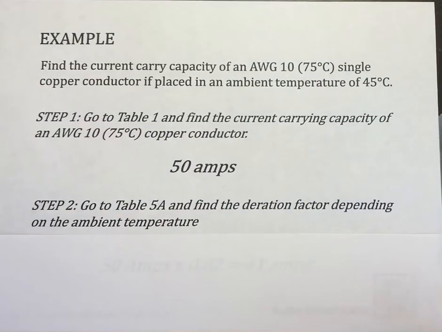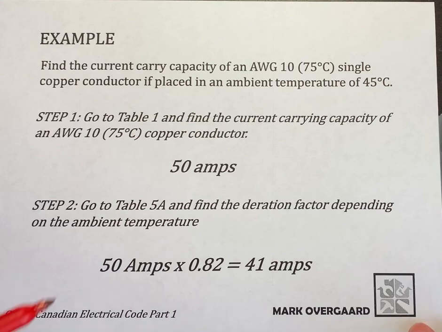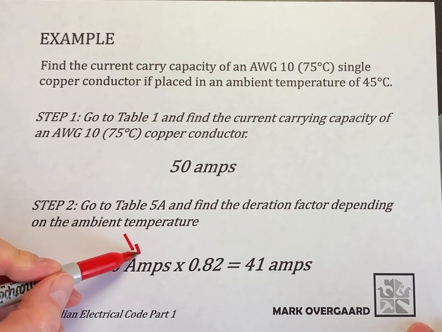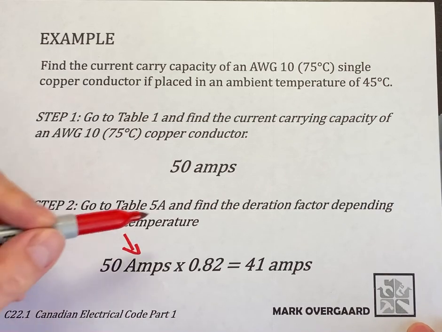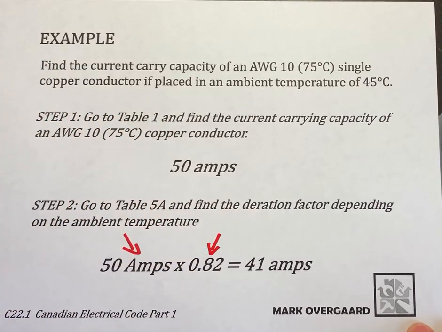So if we go back, there you go. You could originally handle 50 amps. Now you had to derate it, and now it could only handle 82%, or 41 amps. There you have it.